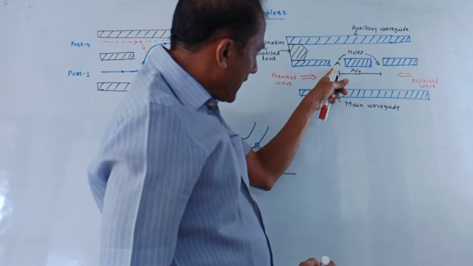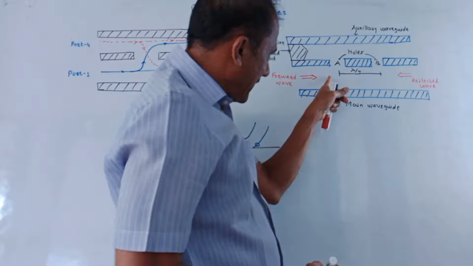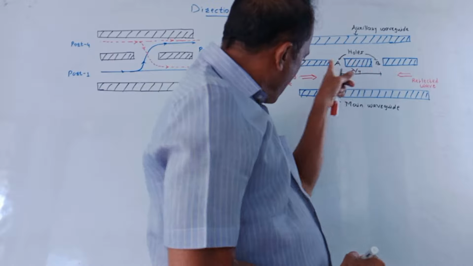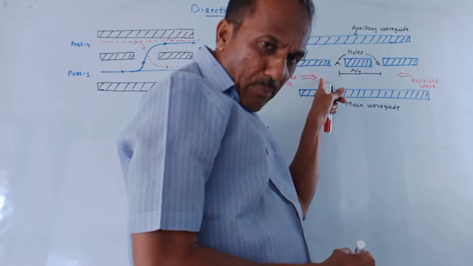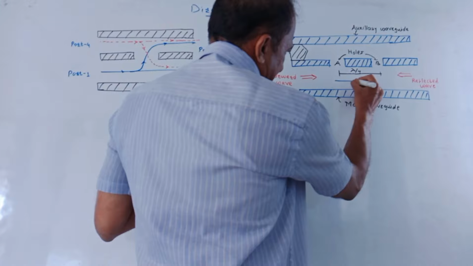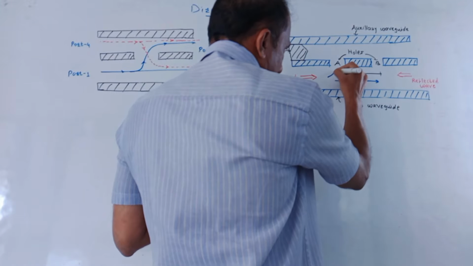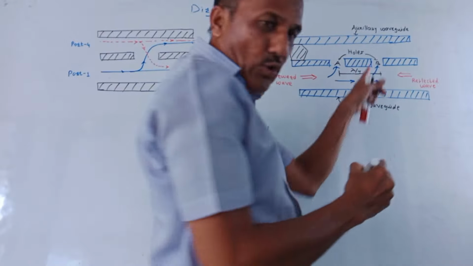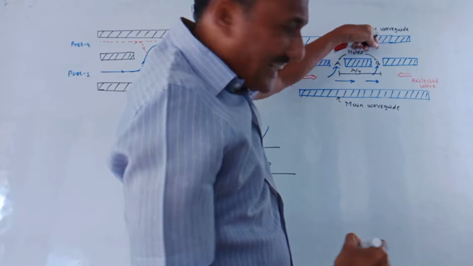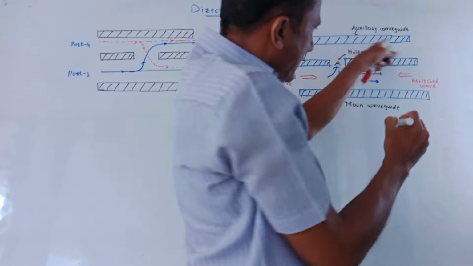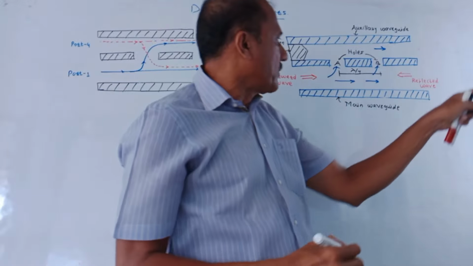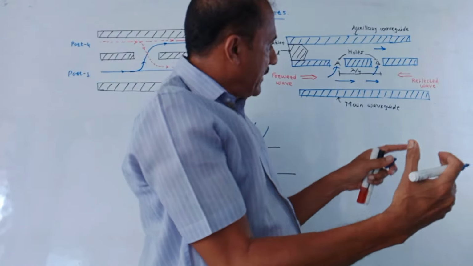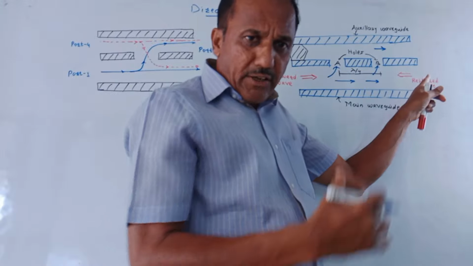But part of the wave gets transferred through hole A, as well as some part gets transferred through hole B. Part of the power which is moving in this direction gets transferred through hole A, as well as some part through hole B, and these two portions get added, and in the auxiliary waveguide you are getting some output. So this is the case when a forward wave is applied.